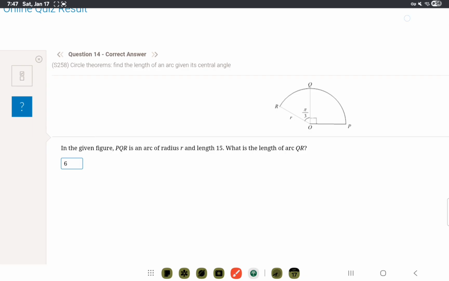Okay, now 18, do equal, you do multiply by 1 over 3. Just cancel, it's going to be 3, it's going to be 6.